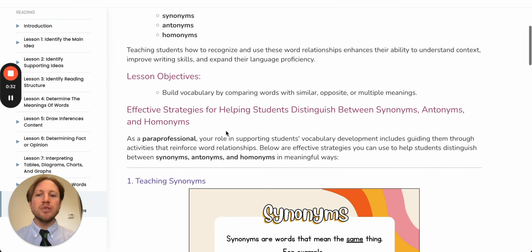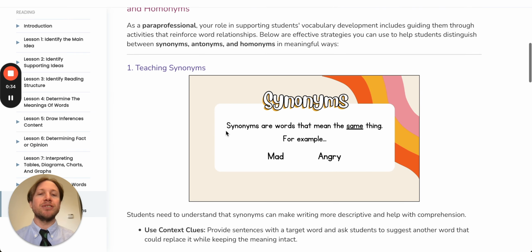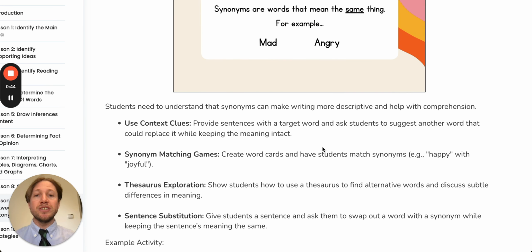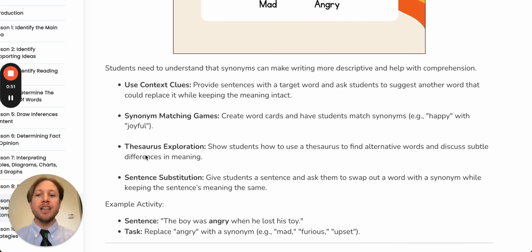Now, we are going to start by talking about teaching synonyms. And as a refresher, as you can remember, a synonym, or synonyms, are words that mean the same thing. For example, mad and angry. Now, when teaching synonyms, we have different strategies that we can use to make sure that we teach them effectively. And if you have a look at the 4 bullet points down below, those will guide you for how to teach synonyms. So think about context clues.